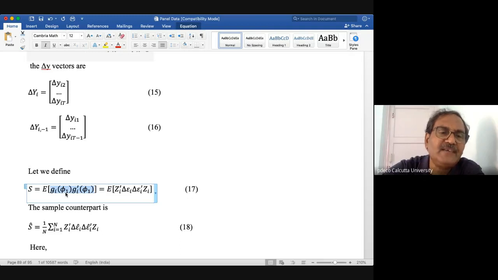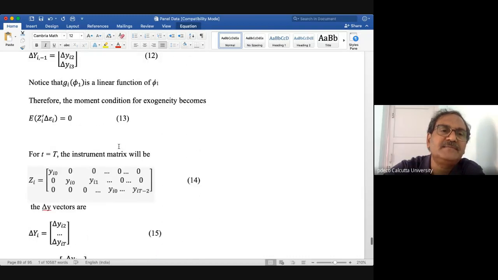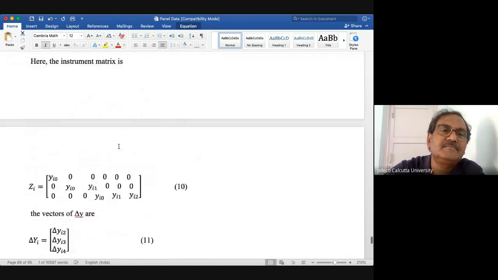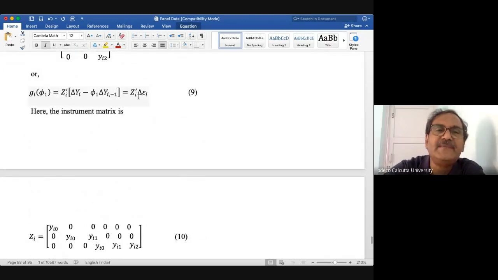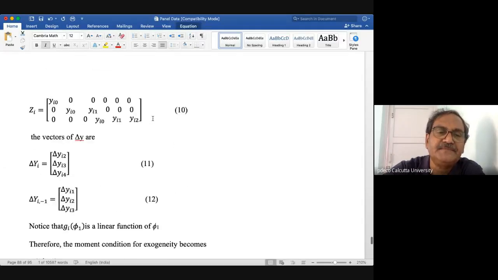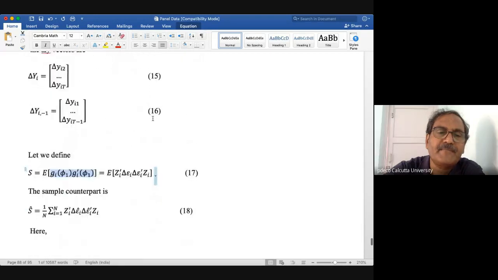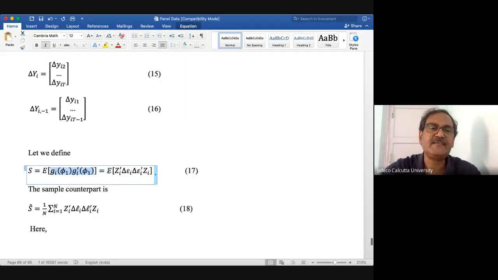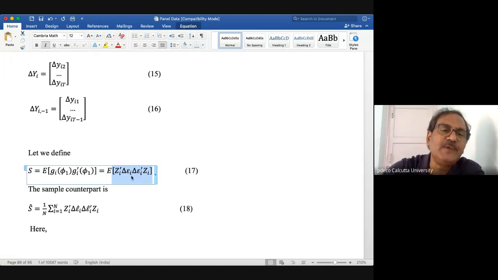Substitute the value for gi of phi 1. Gi of phi 1 you have written in this form: gi of phi 1 is equal to zi prime delta epsilon I. So replace gi of phi 1 by zi prime delta epsilon I, and you will get ultimately S is equal to this. So we are assuming S is equal to this.